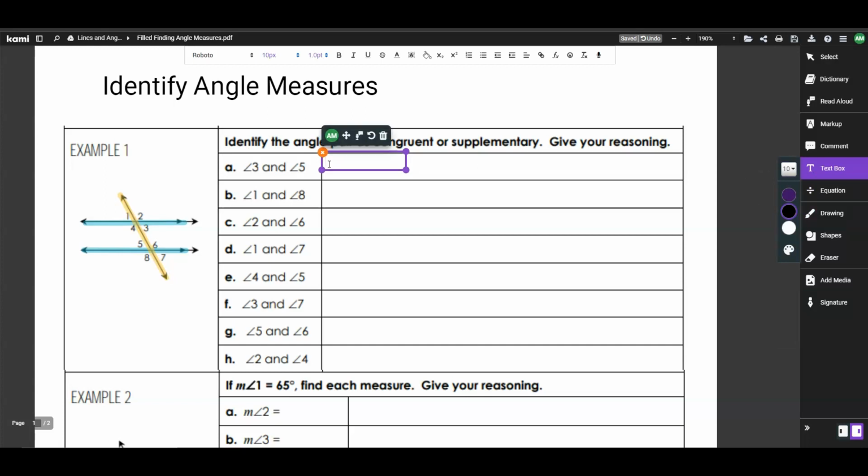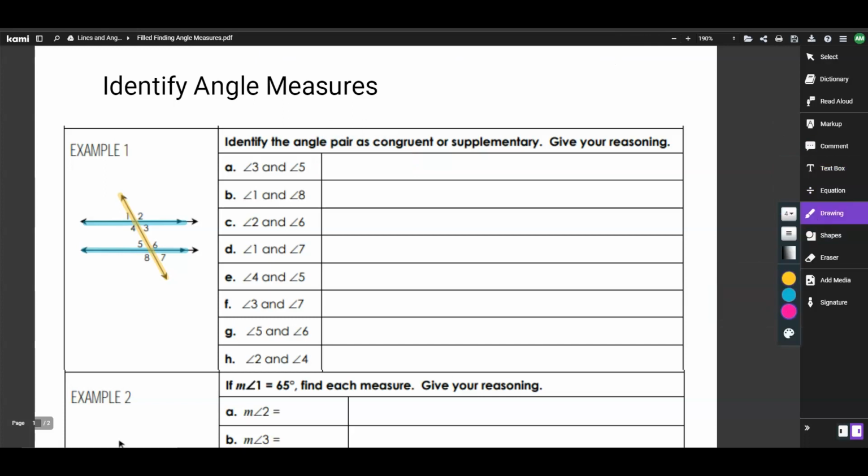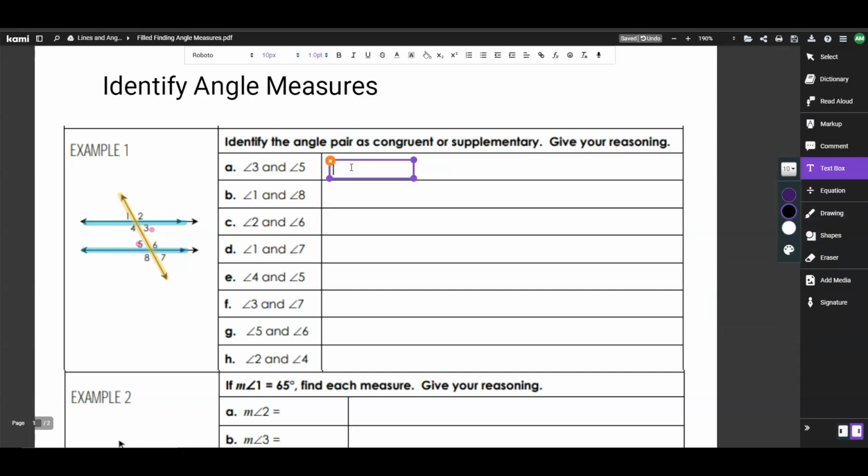Okay, and we're going to look at the two angles they give me, angle 3 and angle 5. So let's look at that. They are on opposite sides of the transversal, and they are inside the parallel lines. So these are alternate interior angles, which means they are congruent. And when it says give your reasoning, you're going to say alternate interior angles. You can abbreviate that if you need to.